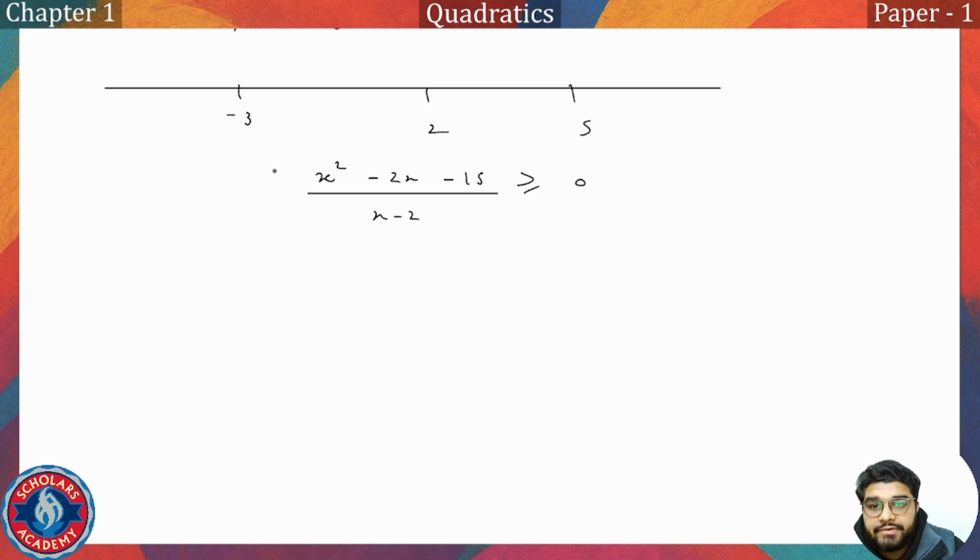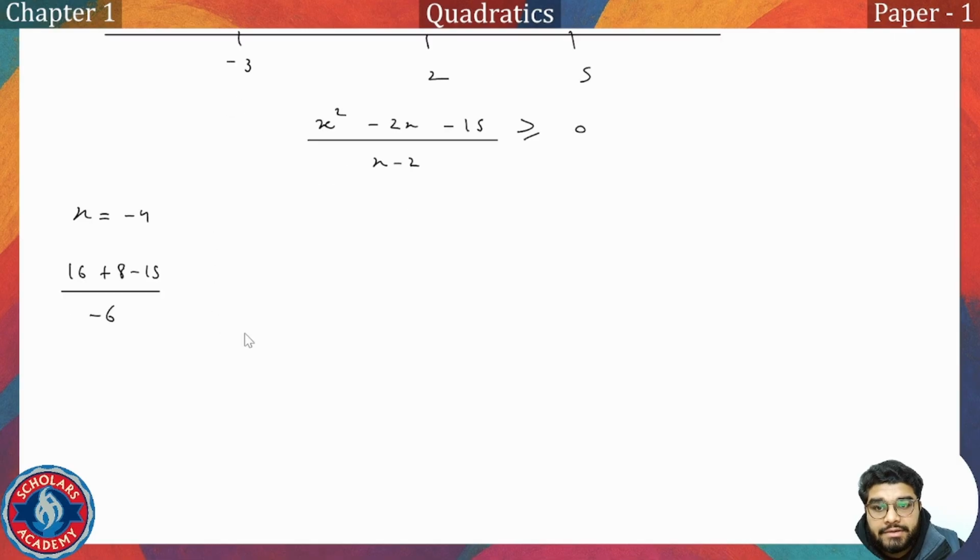So if I take the first interval over here, the values which are less than -3. For that, if I choose x is equal to -4 and substitute it, what I get is 16 plus 8 minus 15 divided by -4 minus 2, that is -6. Right? So if I simplify it, what I get is 9 by -6. This value is negative. It will be less than 0. So we do not take this interval.